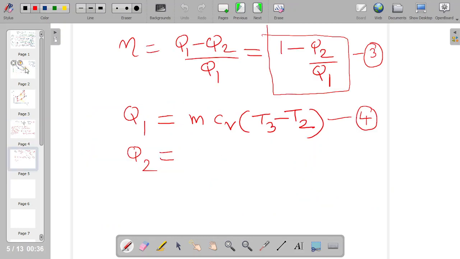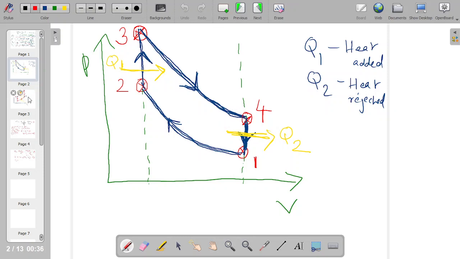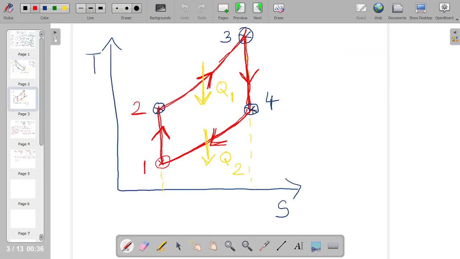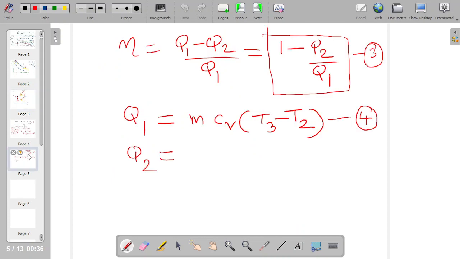Q2 will be m CV (T4 minus T1). T4 is greater than T1. From this figure you can see T4 is greater than T1. So Q2 will be m CV (T4 minus T1). So this is our equation 5.